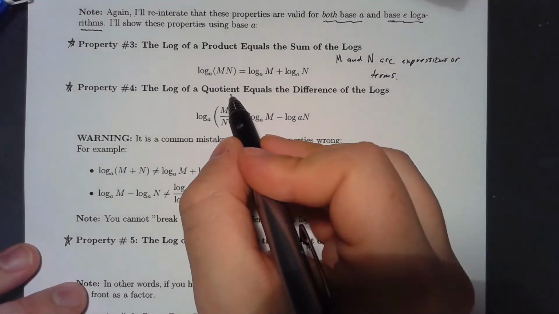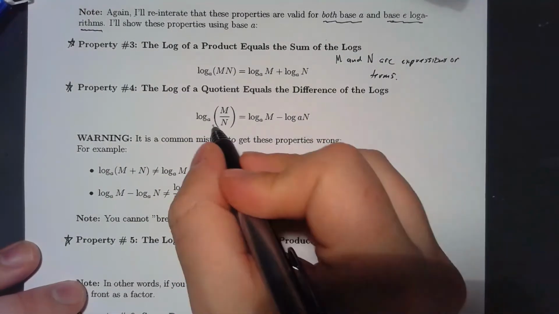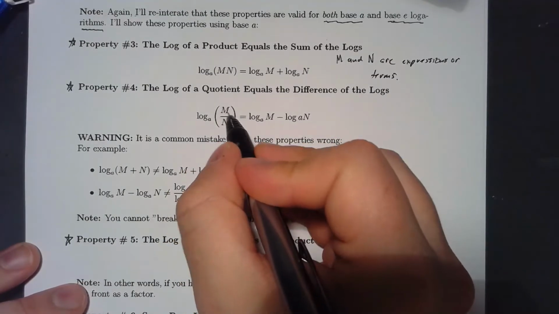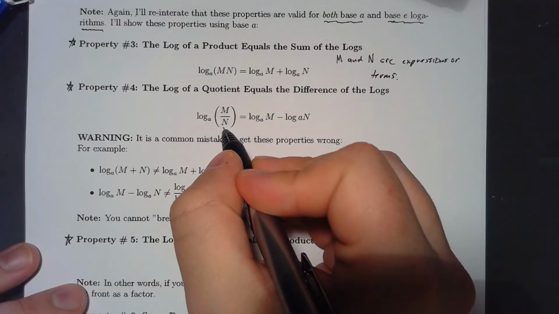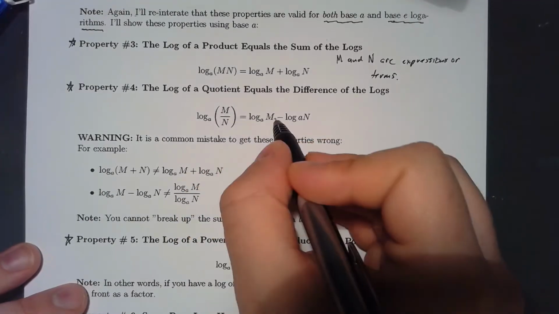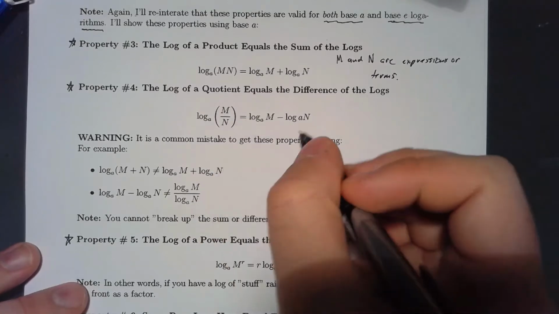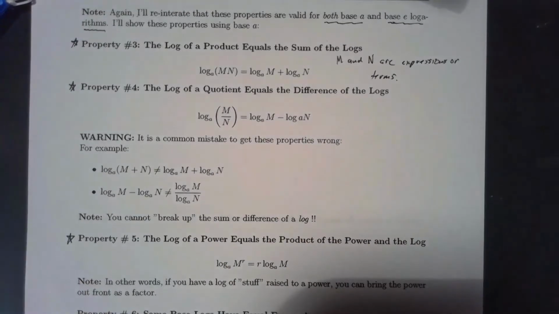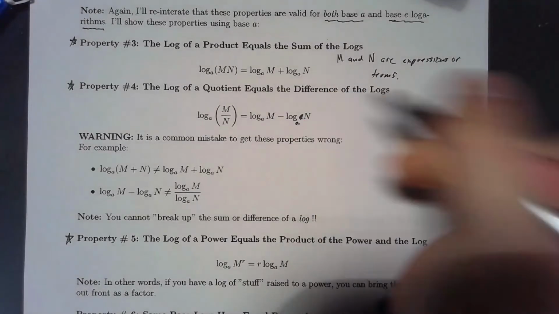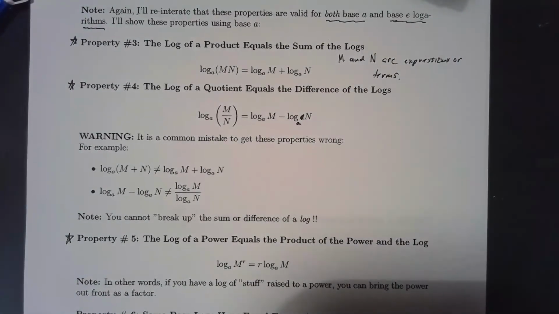The log of the quotient equals the difference of the logs. So if I have a log of any base of a quotient of two things, like something divided by another, I can write that as the log base a of the top minus the log base a of the bottom. Okay? Ooh, that's a typo there. That shouldn't be in there. That should be a base a. Yeah, I gotta change that.